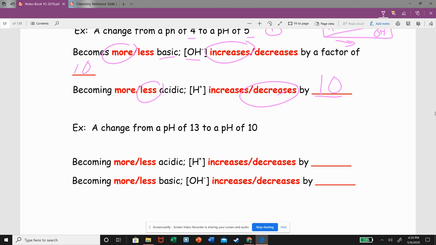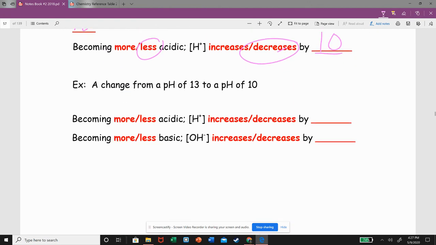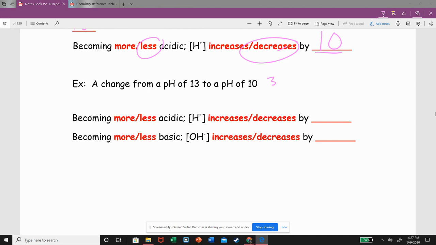Okay, so now let's go from a pH of 13 to a 10. So if I'm starting at 13 and I'm going to 10, 1, 2, 3. Okay, 3 hops. 3 pH value changes. So let's just freeze here. So then this is going to be a pH change of 3 hops. I'm just going to write 3 hops because I don't want you to think anything else. So every hop is a multiple of 10. What is 3 multiples of 10?